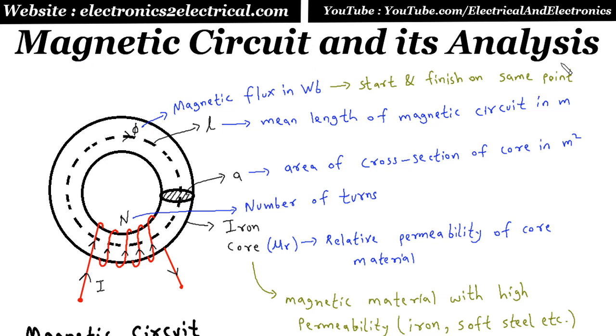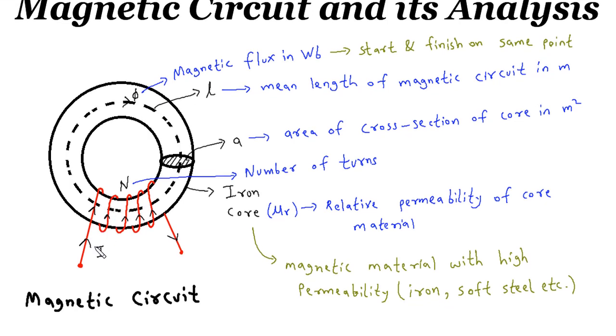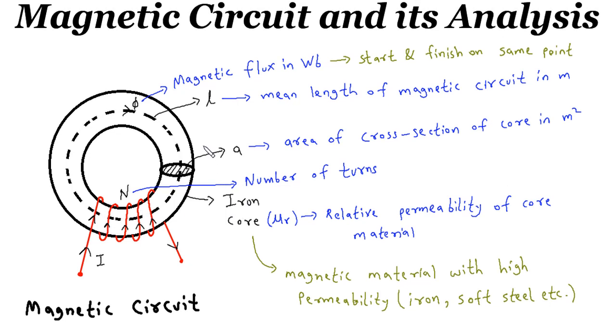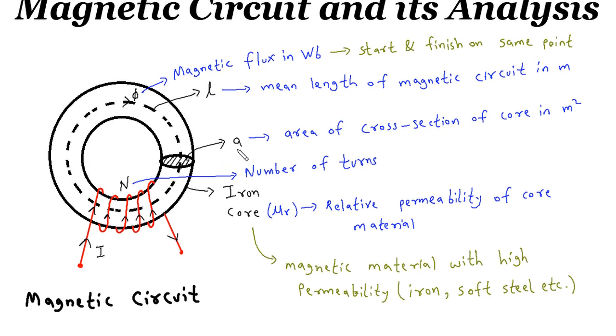Magnetic circuit and its analysis. Here we can see an iron core on which a conductor is wound, and the current flowing through this conductor is capital I. Capital N represents the number of turns of this conductor. This small a represents the cross-sectional area of the core in meter square.